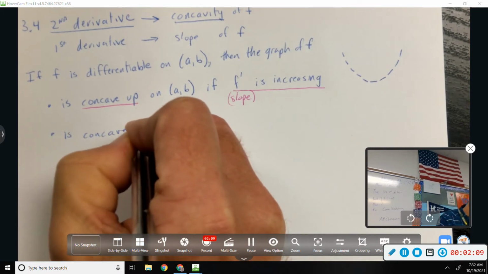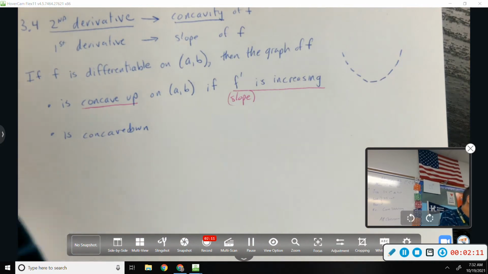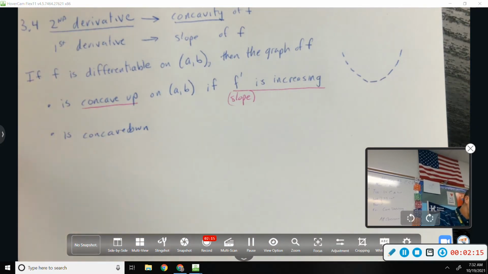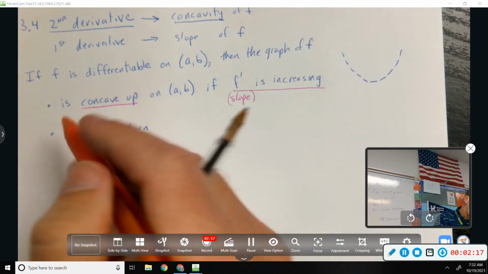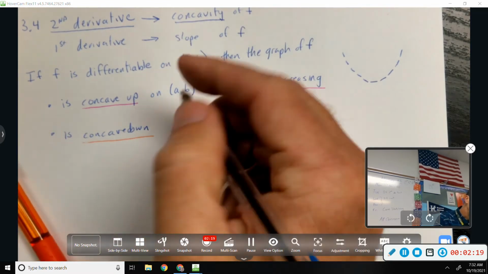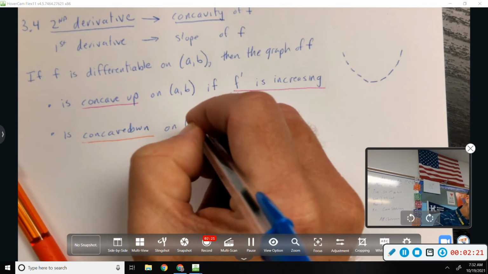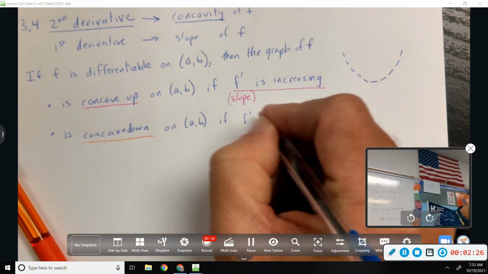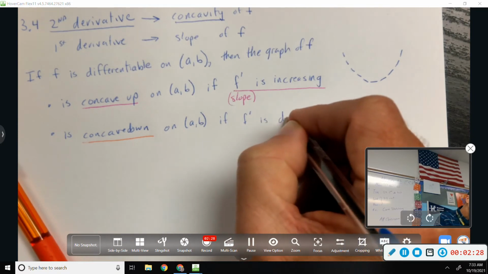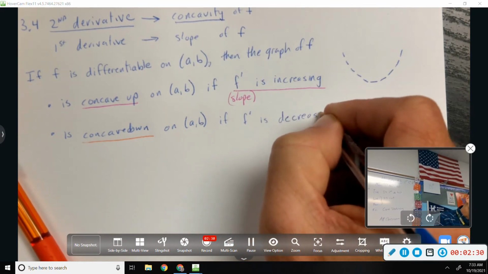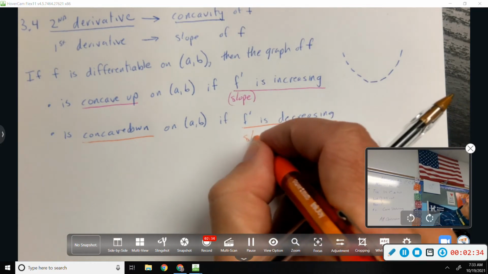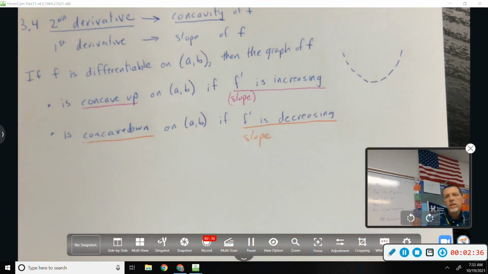You can guess the next line. It's concave down on A to B if f prime is decreasing. So if the slope is decreasing.